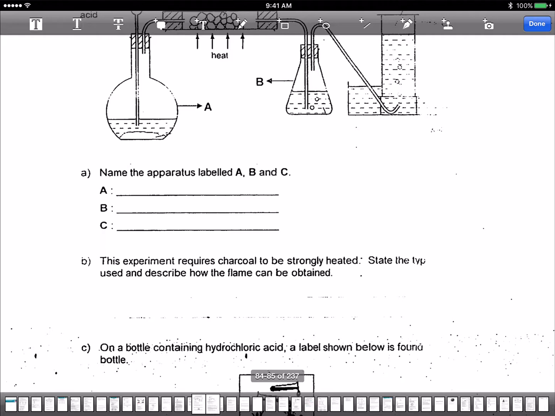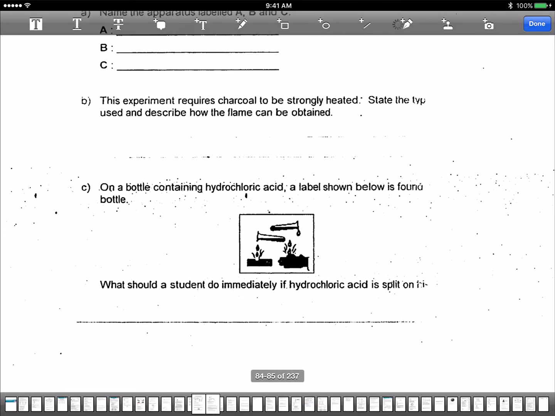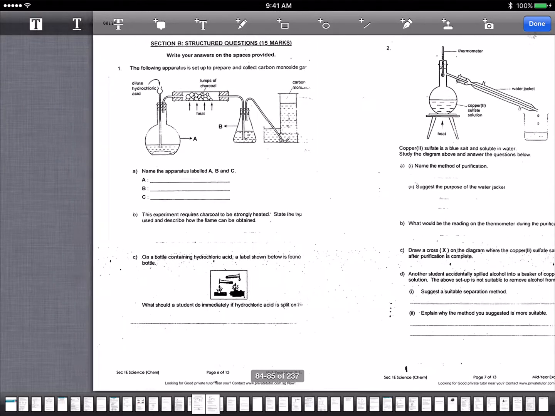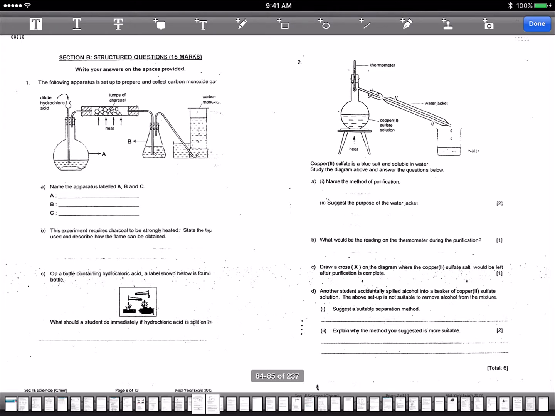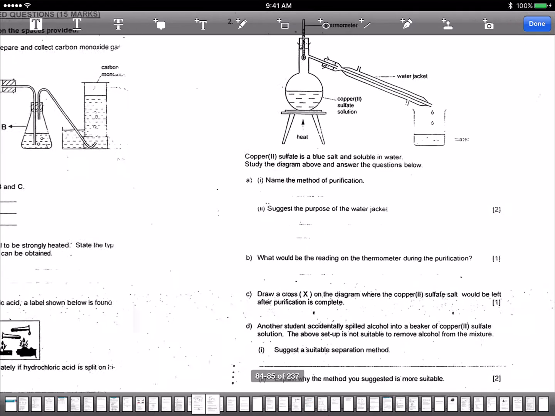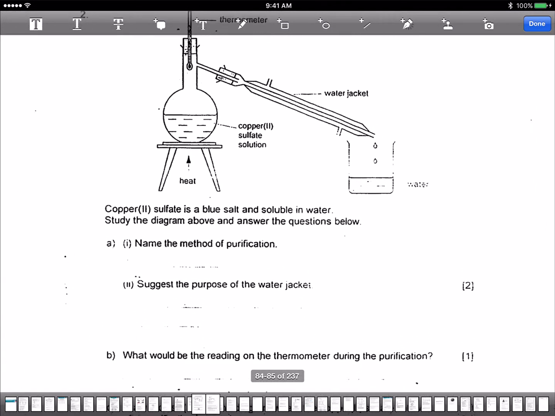Next. You have hydrochloric acid. What should the student do immediately if the acid is spilled on him? If it touches his skin, wash his skin with a lot of water. Don't play around with acid. It's really dangerous. Next.